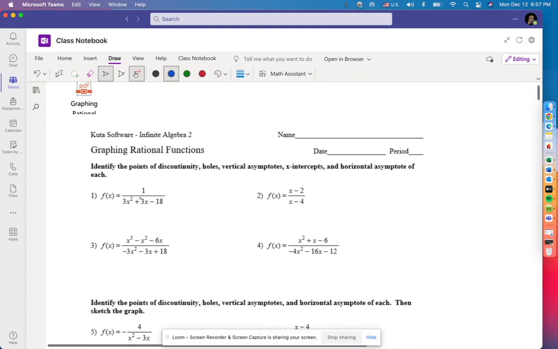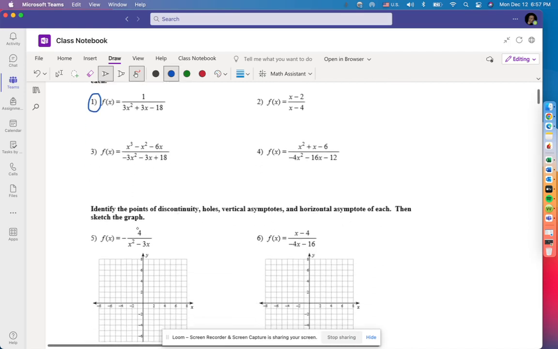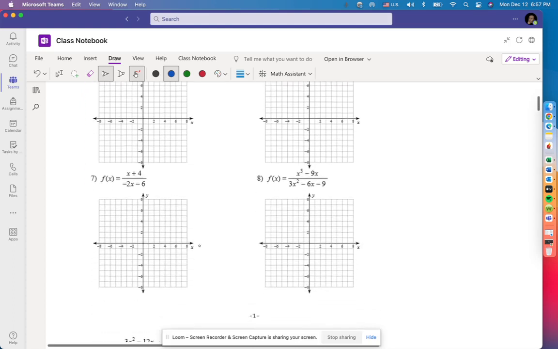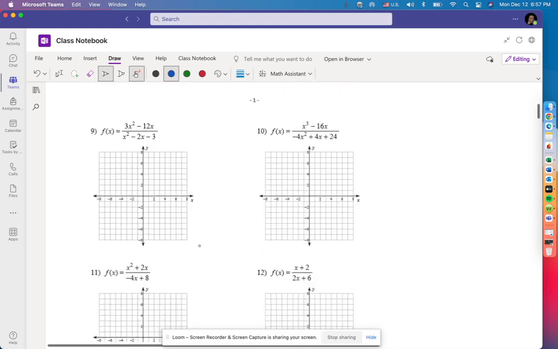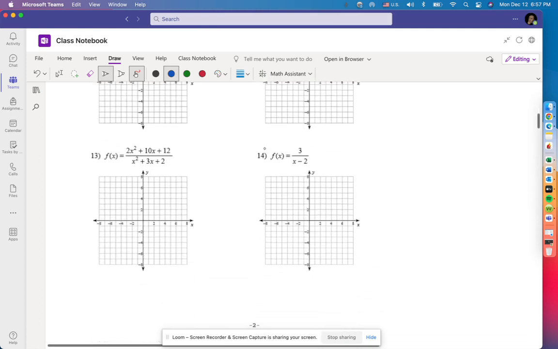That means the exponents are larger in the denominator than the numerator. So this number 1 is type 1. We'll circle those in blue. So that's a type 1. Let's go through. Type 1. So my type 1s all have a horizontal asymptote of what? Yes, y equals 0. Type 1. That will have a horizontal asymptote of y equals 0.